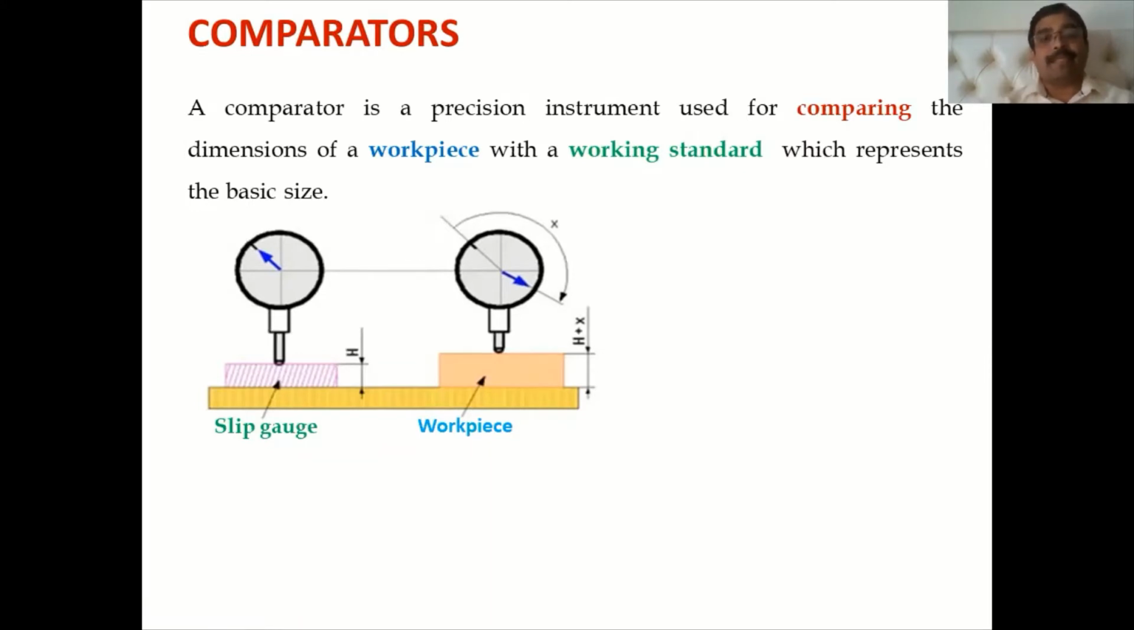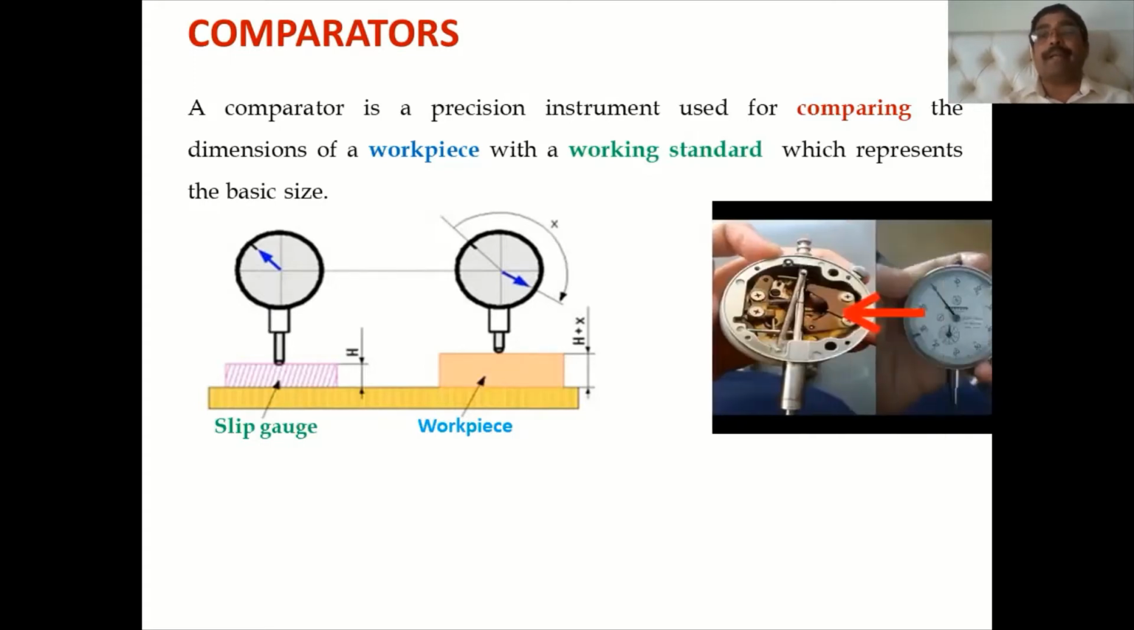And when I replace, I come to know that the value of my component is now h plus x. X plus means here initially the pointer is here, as per we have set in this position. Now the pointer is moving in a clockwise direction which covers a distance x. So, for example, the value of that component may be 20.05. So comparator means we are comparing any component with a standard, and that is called a comparator.